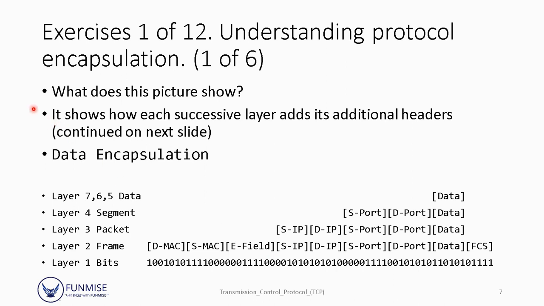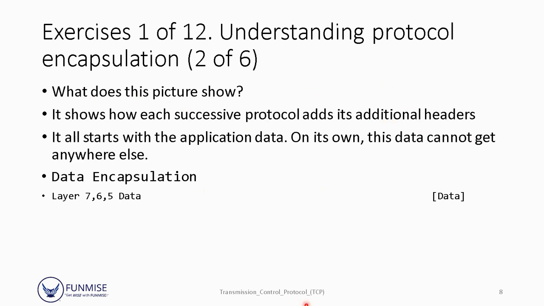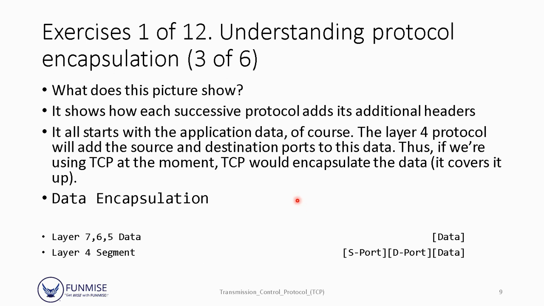This picture shows how each successive layer adds its additional headers. So this is showing data encapsulation, and I will go through that. At layers 7, 6, and 5, you have the data that's generated by an application. As we know, on its own, this data really can't get anywhere else. But we can add additional headers to get data from place to place.